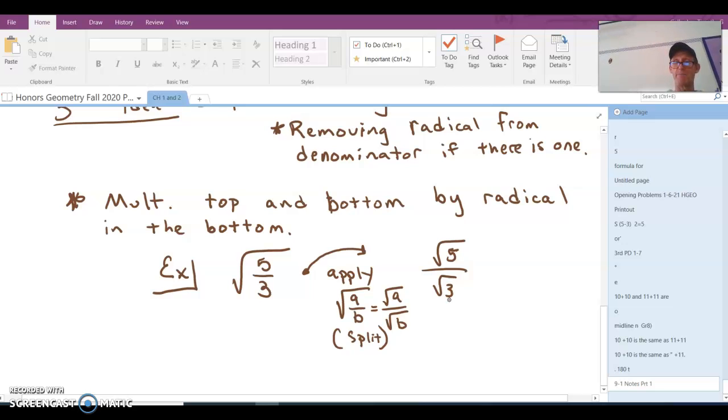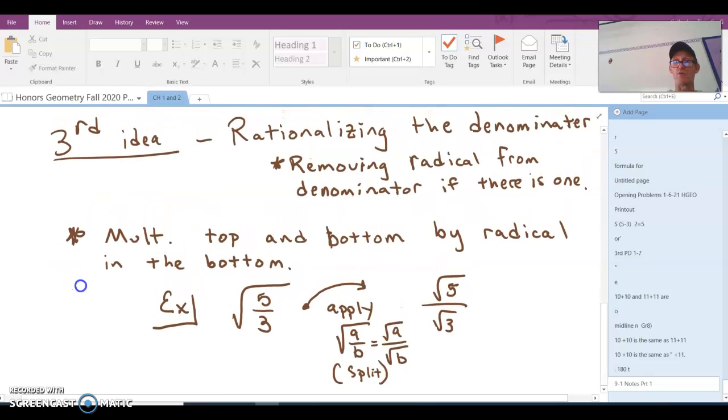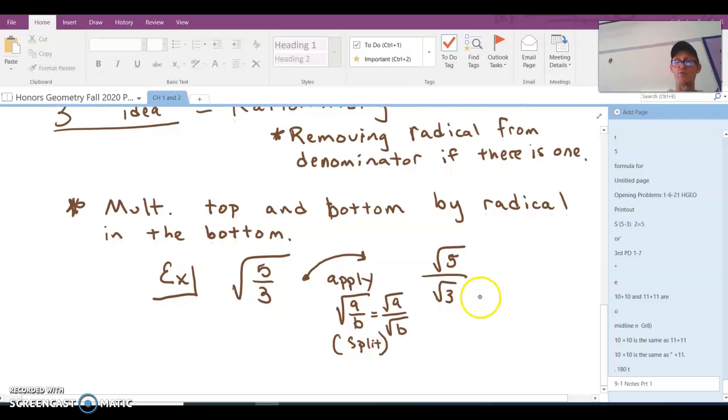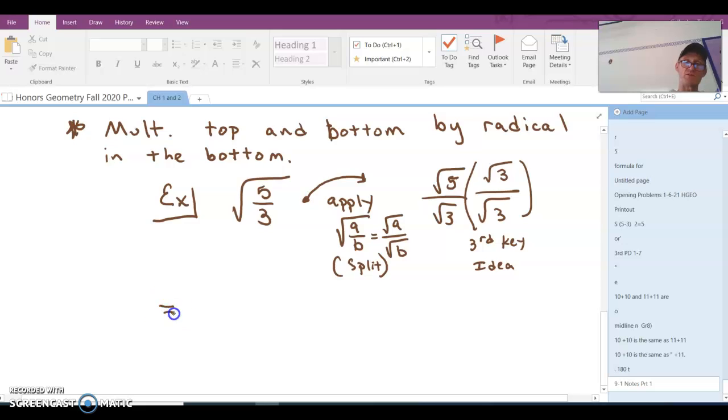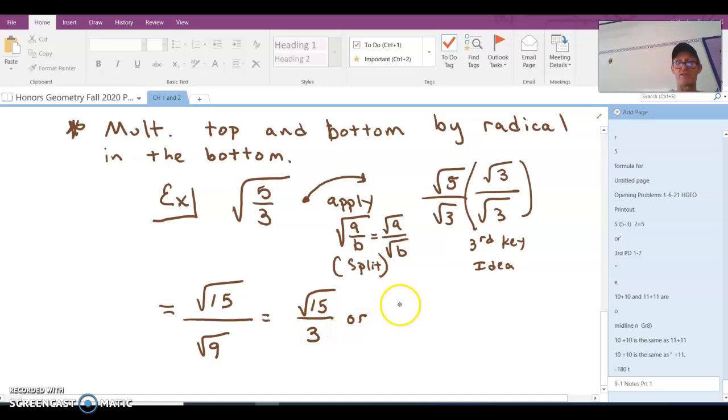Now, if there's a radical in the bottom, then you have to apply the third idea, which is rationalizing the denominator. So in this problem, I'm going to multiply numerator and denominator by whatever radical is in the denominator, just the single radical. Square root of 3 over square root of 3. So now this becomes the square root of 15 over the square root of 9, which simplifies to the square root of 15 over 3. Or I can write this as 1/3, because there's an invisible 1 right here, times the square root of 15. Notice there's no square root in the bottom. The square root in the bottom is removed.